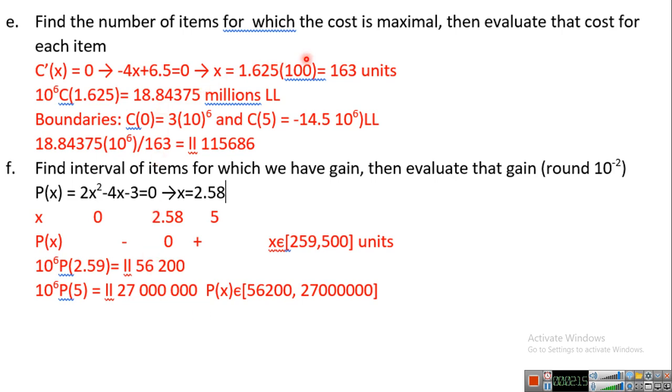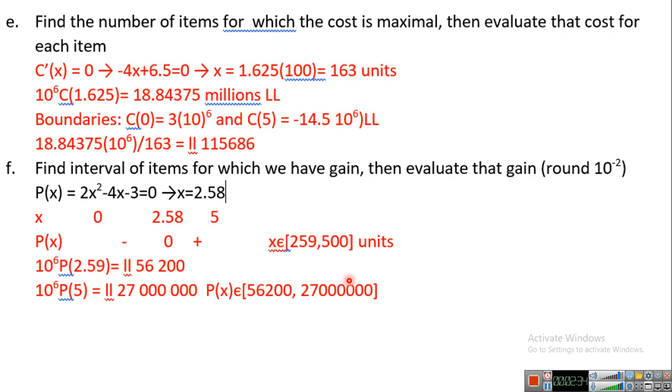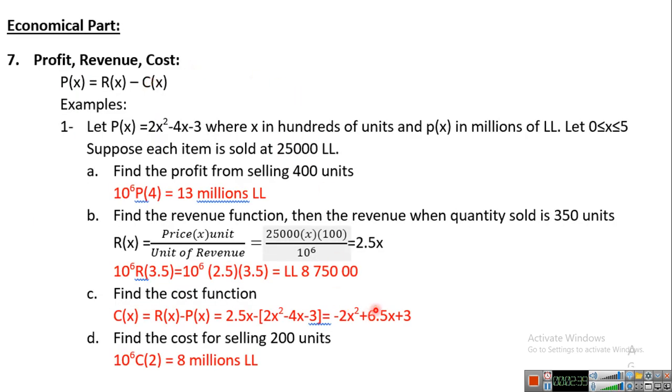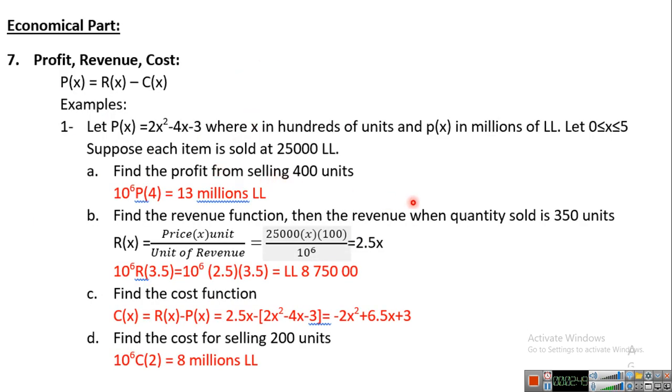Find the number of items for which the cost is maximum. So we have the cost function that we have found here. To find the maximum, you set the derivative equal to 0, in addition to the endpoints. The highest value will be the maximum cost. So we do its derivative. The derivative is minus 4x plus 6.5, and if you equate it to 0, x will be 1.625, and don't forget that we said round it to 10 power minus 2.